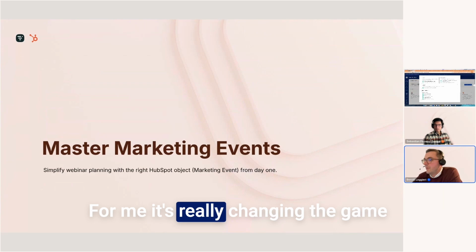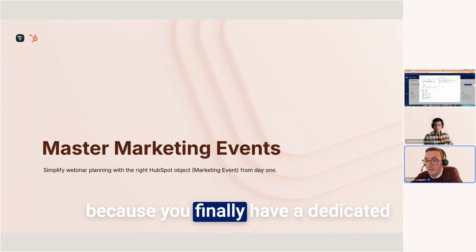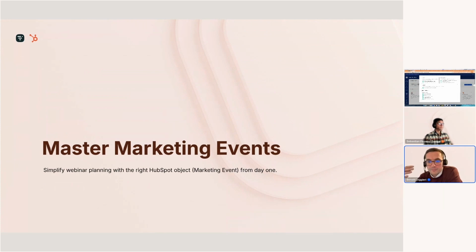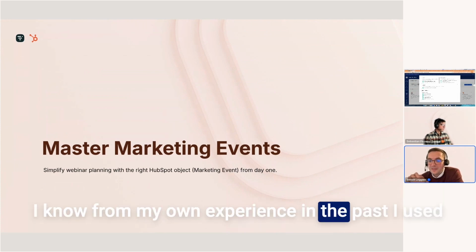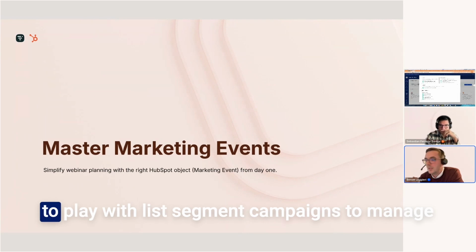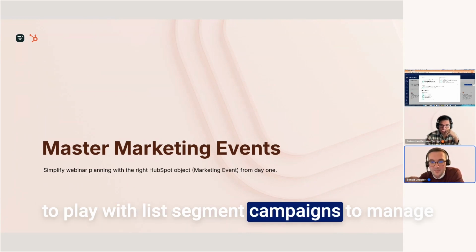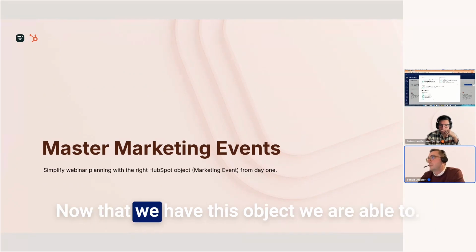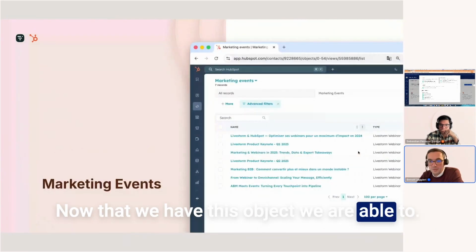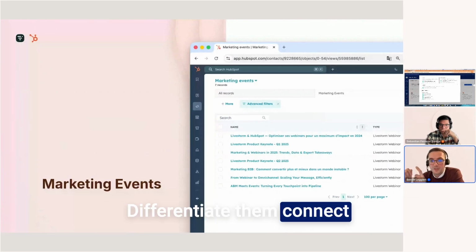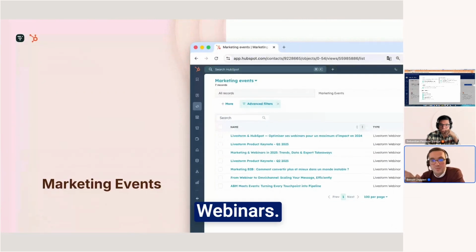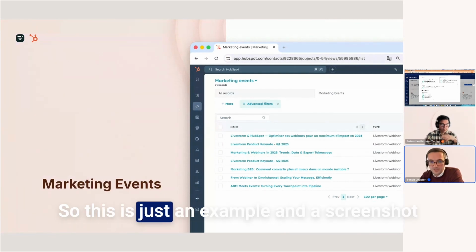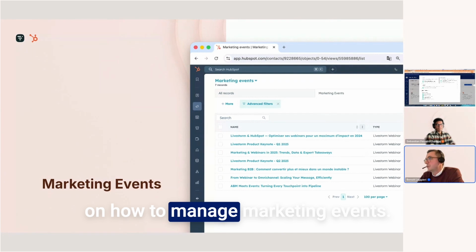Yeah, for me, it's really changing the game because you finally have a dedicated object to play with. I know from my own experience in the past, I used to play with lists, segments, and campaigns to manage my physical events and my webinar events. Now that we have this object, we are able to differentiate them and connect them with other platforms. For webinars, we are using Livestorm and we can connect those events right there. So this is just an example and a screenshot on how to manage marketing events.